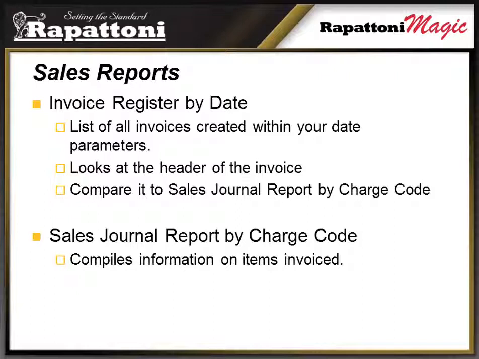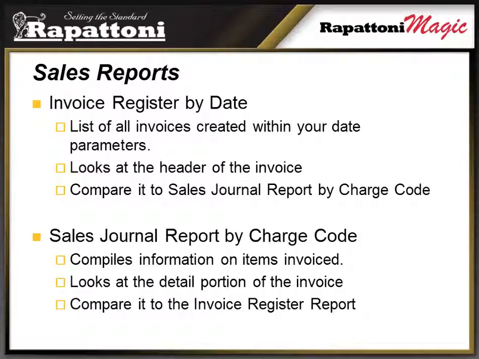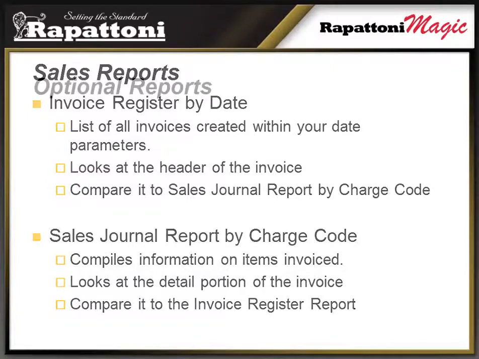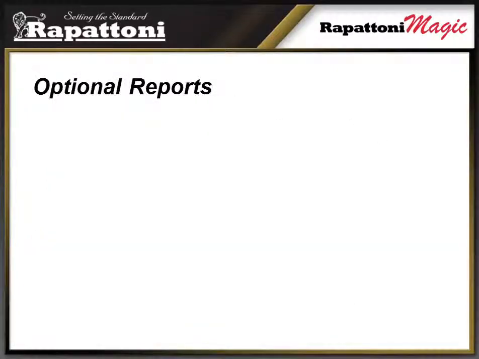That report is going to compile all information on items being invoiced. So basically it's looking at the charge codes on the invoice and getting that information. It looks at the detailed portion of the invoice, and of course you want to compare it to the invoice register report to make sure that they are equal and every invoice is created completely. Now we do have two other optional reports that Diane's going to take us through. Do you want to get us started?